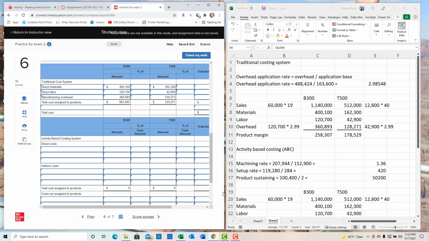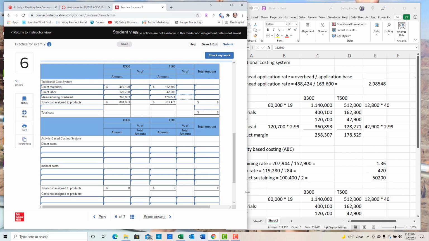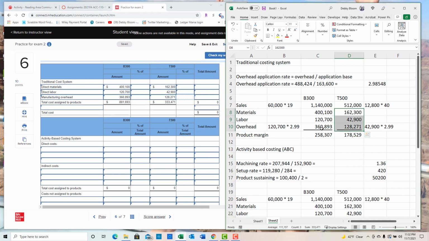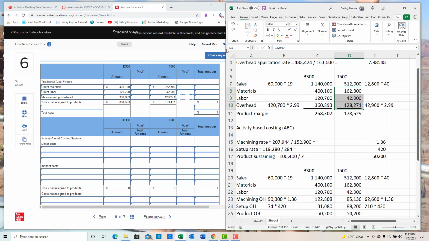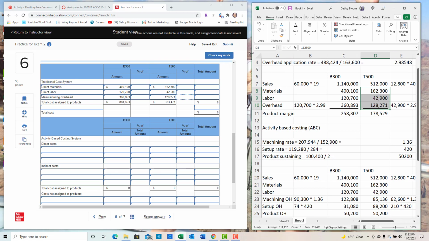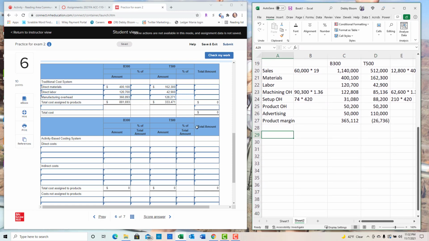Now, what it's going to want us to do, I'll just pull out on the side here a little bit, is calculate our totals and then our percent of totals. So I'm just going to go down below and do that. So for materials, I'm going to add 400,100 plus 162,300. So that total is 562,400. Now I'm going to take each number and divide by 562,400. So I'm going to take 400,100, divide by 562,400, and I get 71.1%.